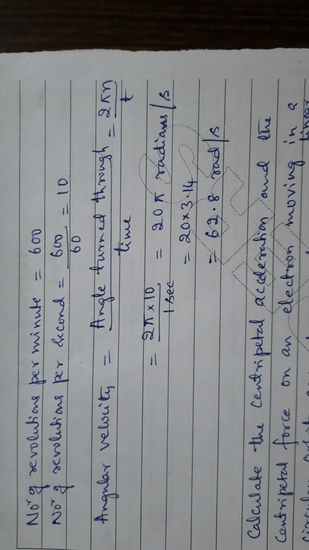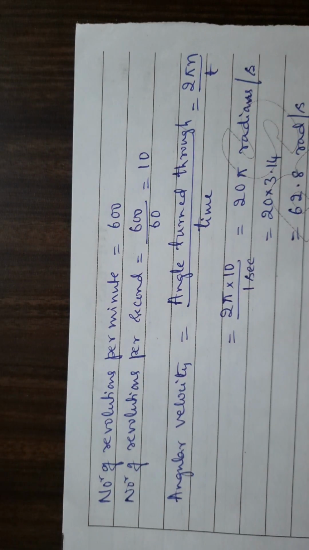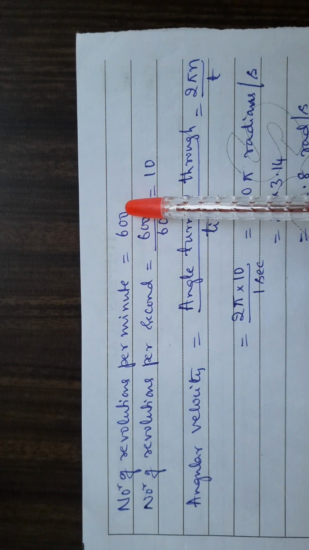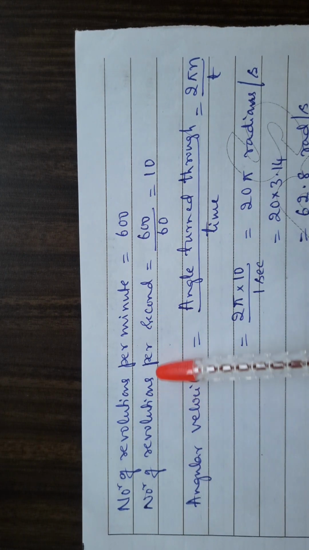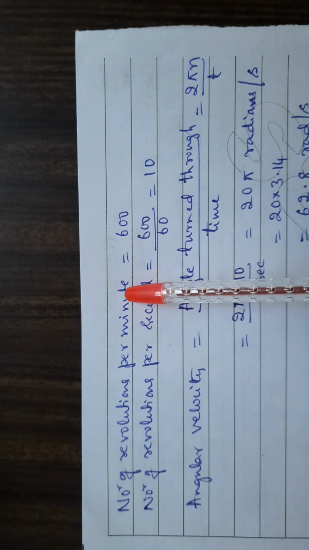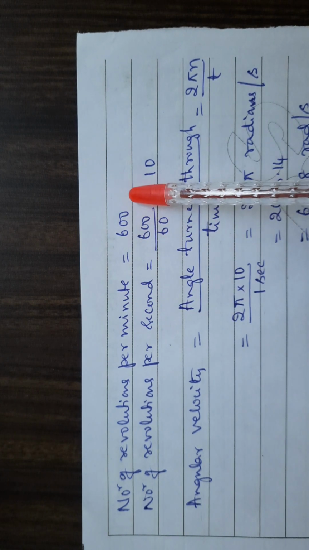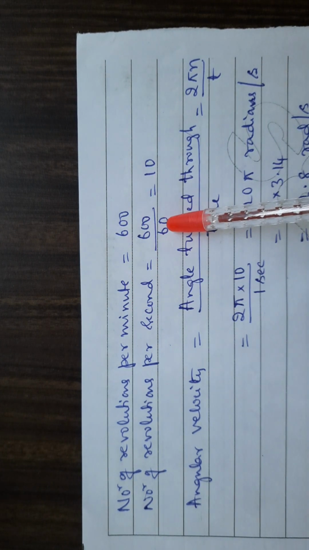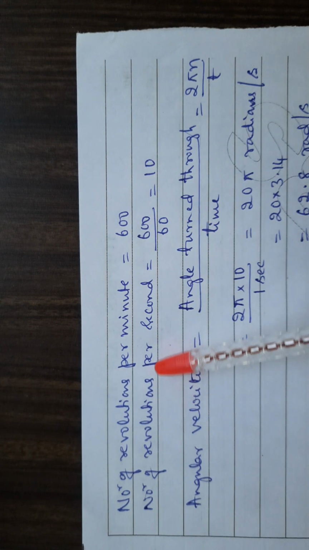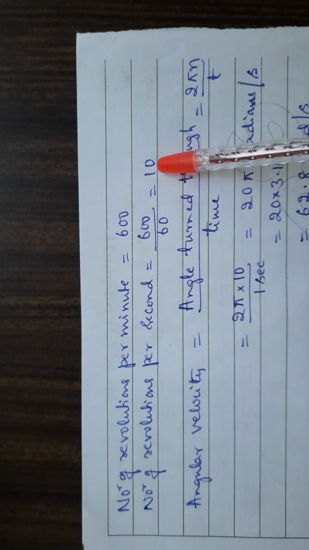Okay, so let us solve that problem like this. You see here, number of revolutions per minute, 600 is given. Number of revolutions per second we have to calculate. This is per minute divided by 1 minute converted in the form of seconds, which is 60 seconds. Therefore, you are going to get number of revolutions per second is equal to 10.